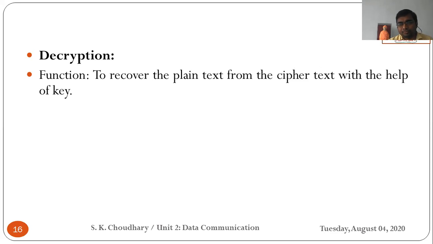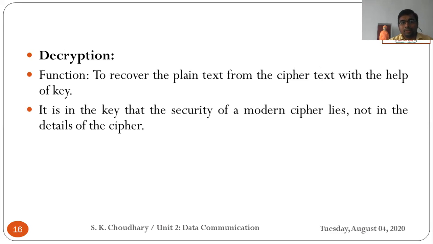Generally for decryption, some keys are there, called the cipher keys, to decrypt the message. The security of a modern cipher lies not in the details of the cipher but in the key. After decryption, when we get the plain text, we pass it to the source decoder, where it is reconverted from text into digital bits.